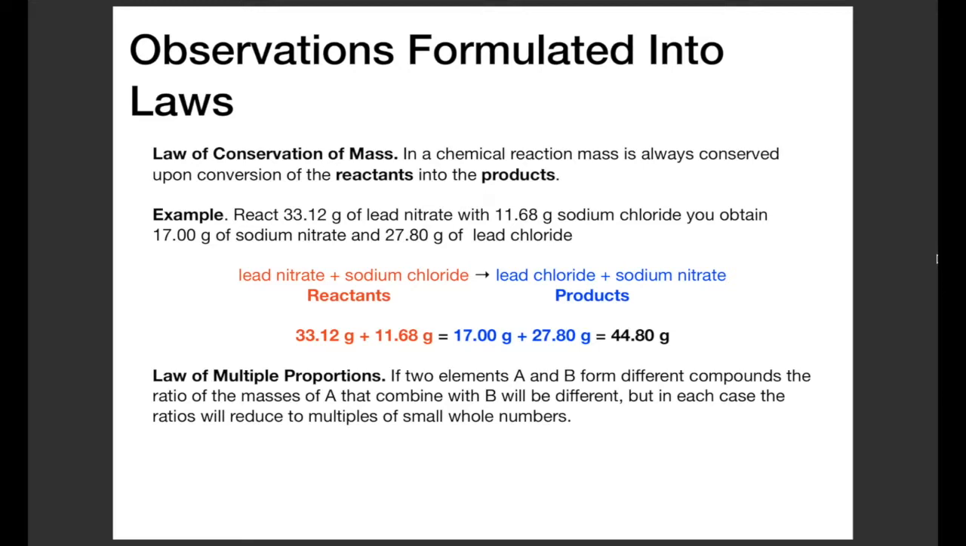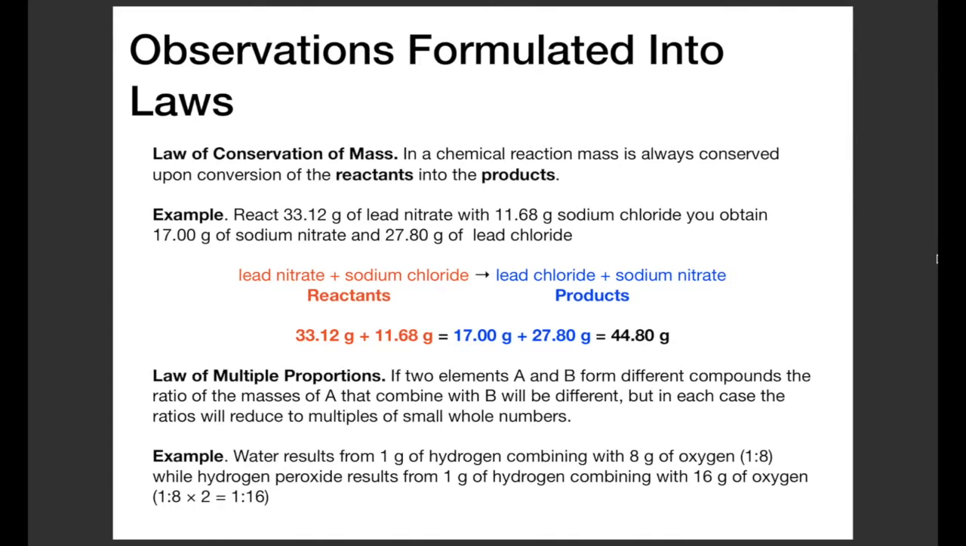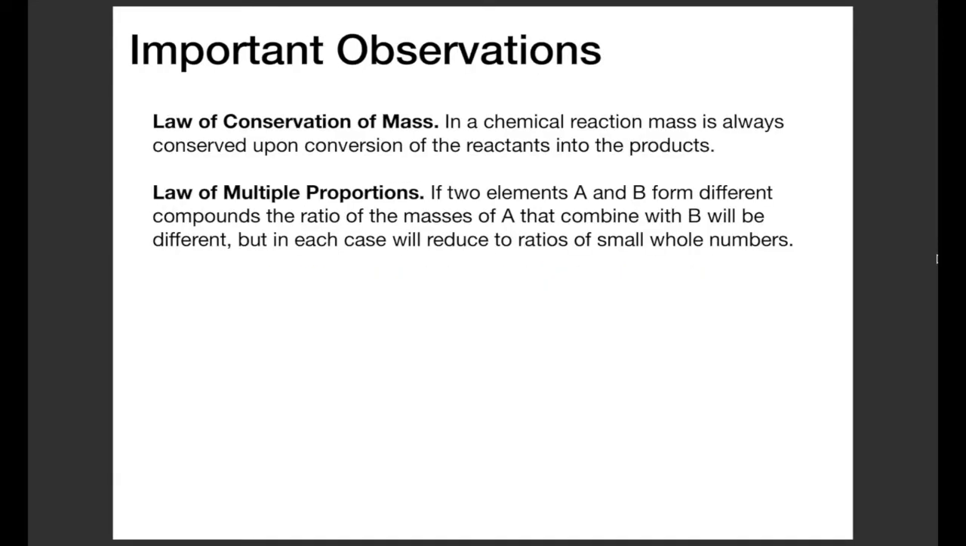Another law is the law of multiple proportions. It states that if two elements, A and B, form different compounds, the ratio of the masses of A that combine with B will be different, but in each case, the ratios will reduce to multiples of small whole numbers. These two important laws led to the formulation of Dalton's atomic theory.